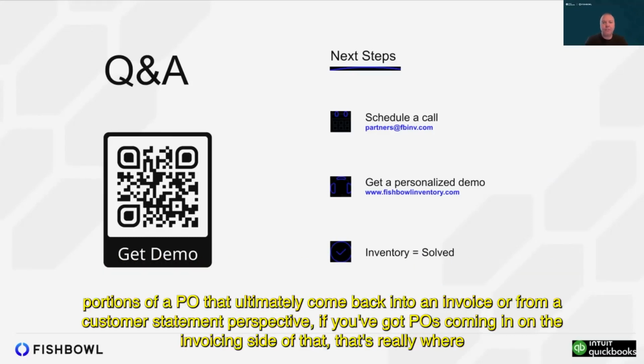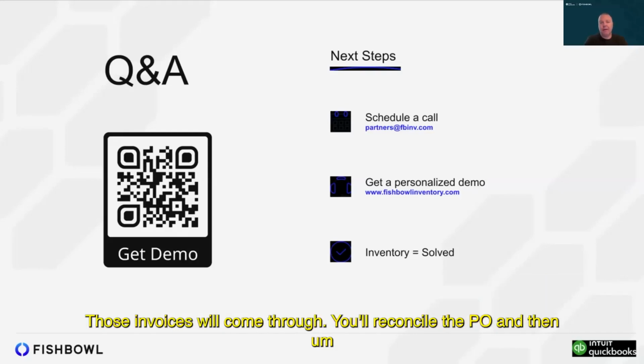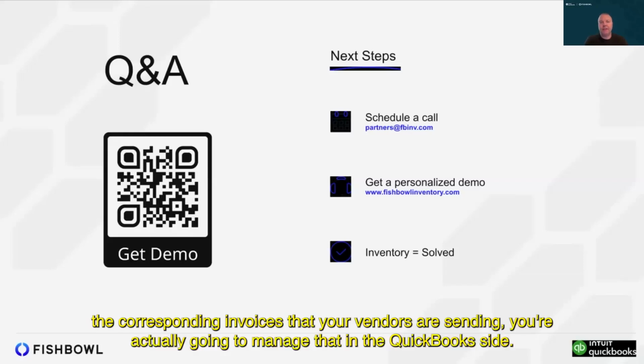So if you wanted to write portions of a PO that ultimately come back into an invoice, or from a customer statement perspective, if you've got POs coming in, on the invoicing side of that, that's really where we start bridging the conversation into managing those POs and the payables there on the QuickBooks side. So in Fishbowl, you're not going to receive payment, or excuse me, send payment out. Those invoices will come through. You'll reconcile the PO, and then the corresponding invoices that your vendors are sending, you're actually going to manage that in the QuickBooks side.